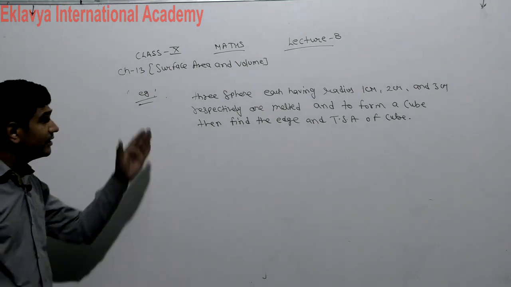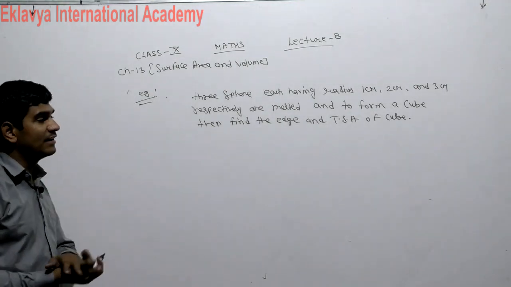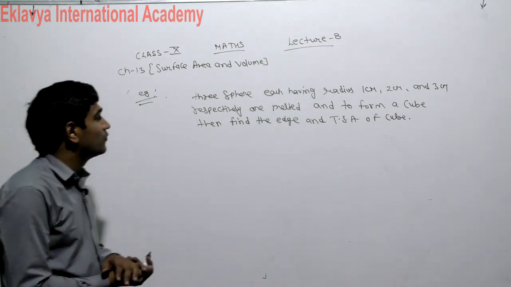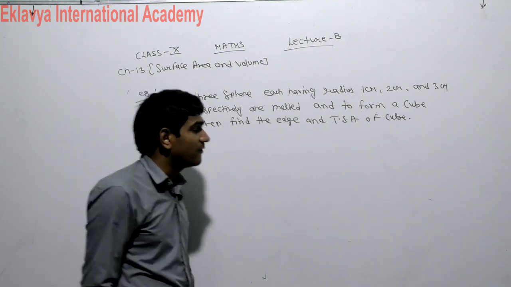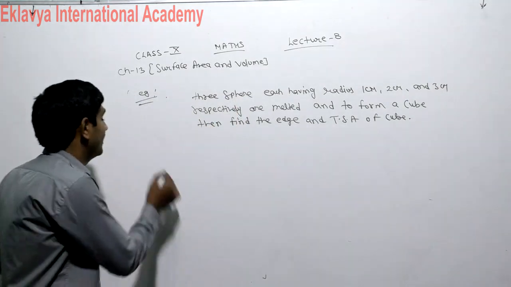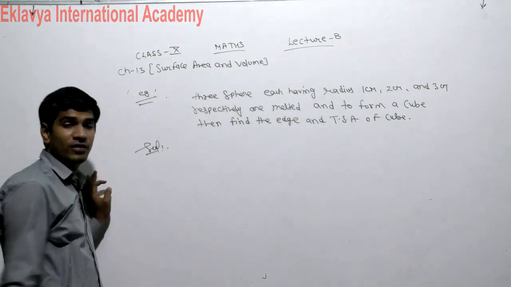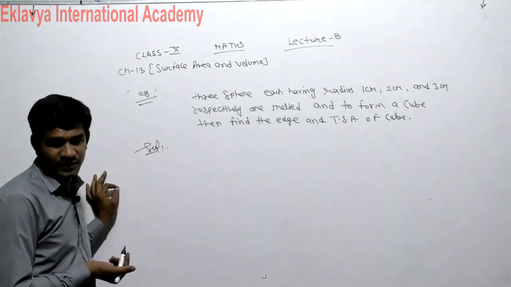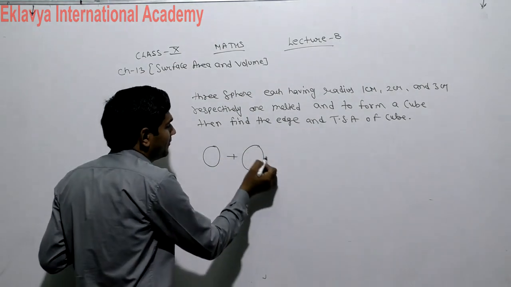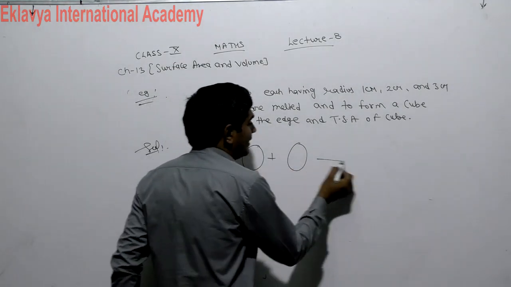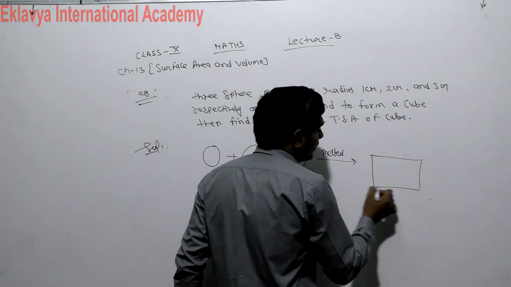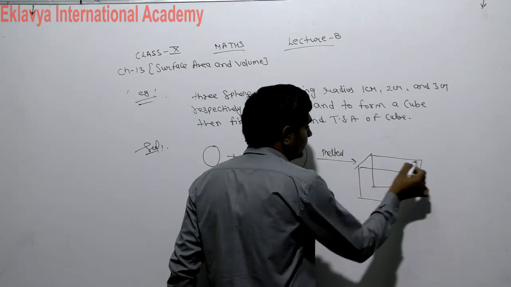Three spheres each having radius 1 centimeter, 2 centimeter and 3 centimeter respectively are melted and formed into a cube. Then how will we find the edge of the cube and how will we find the TSA of the cube? So here also we will use the same concept, that is volume conversion. Three spheres: first sphere, second sphere and third sphere. After being melted, we then form a cube, right?